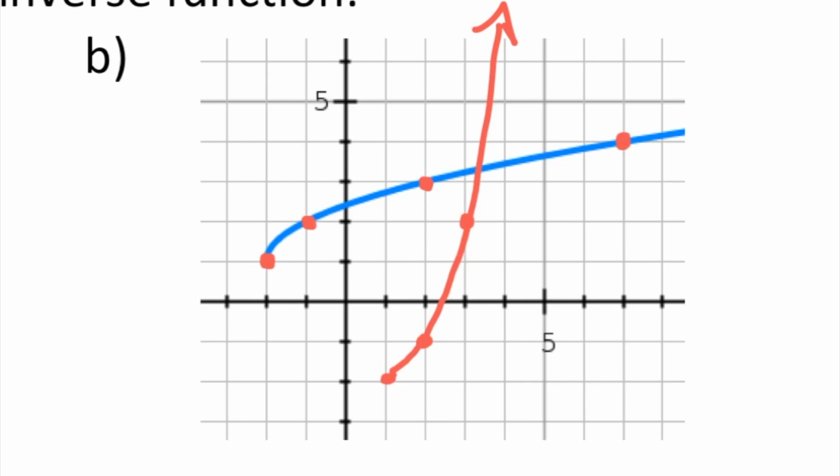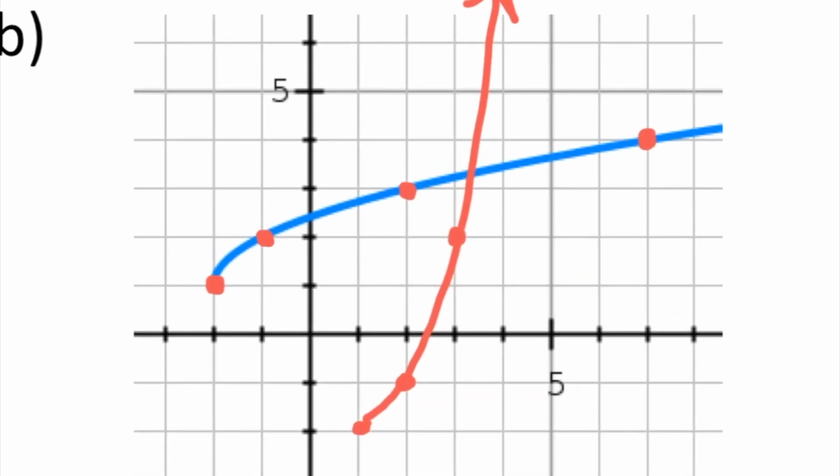And if you kind of want to eyeball it, remember that it should look like a reflection over the line y equals x. And that is the line y equals x.